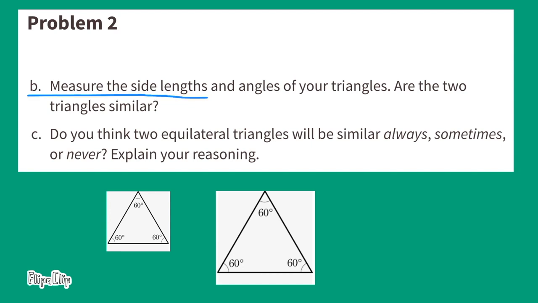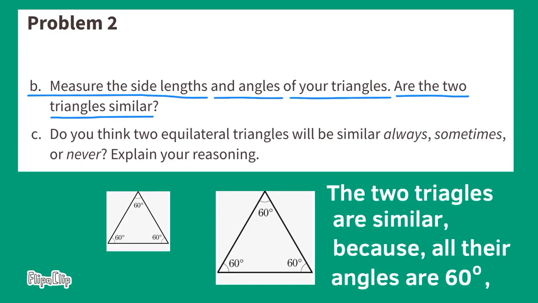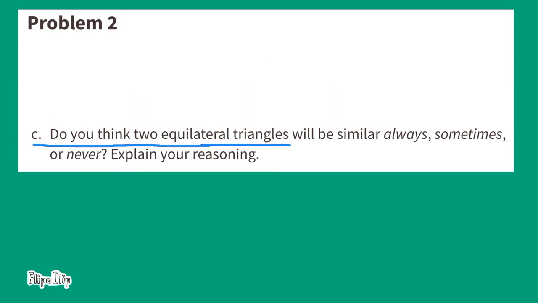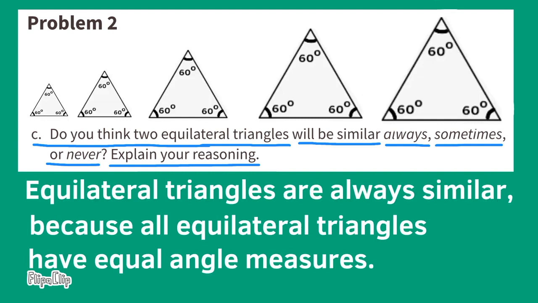B. Measure the side lengths and angles of your triangles. Are the two triangles similar? The two triangles are similar because all their angles are 60 degrees and their side lengths are proportional. C. Do you think two equilateral triangles will be similar always, sometimes, or never? Explain your reasoning. Equilateral triangles are always similar because all equilateral triangles have equal angle measures.